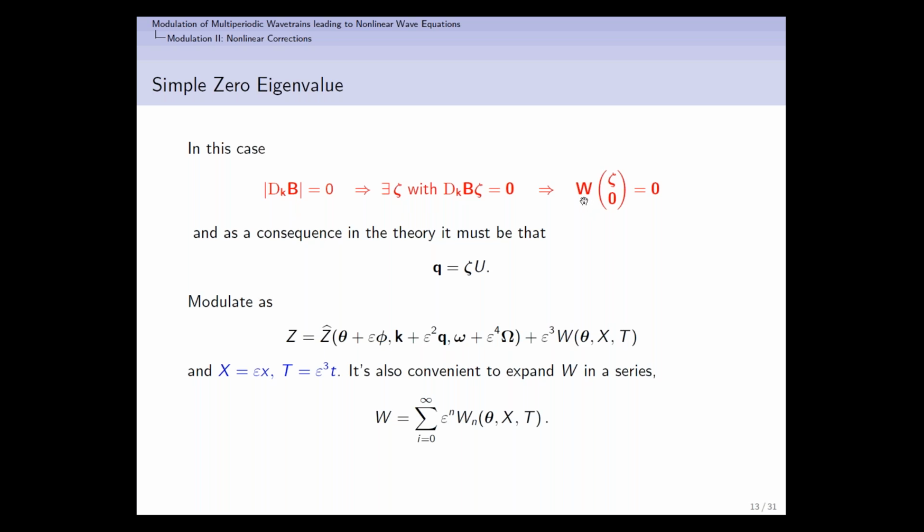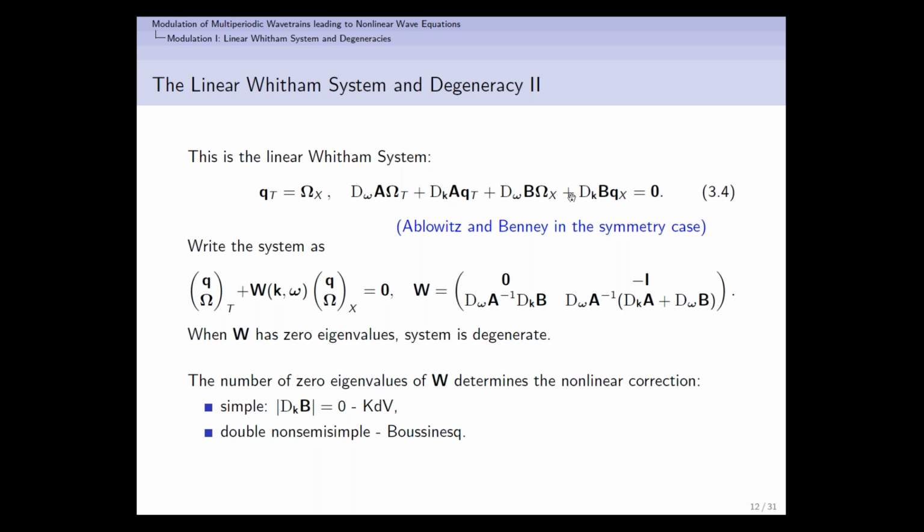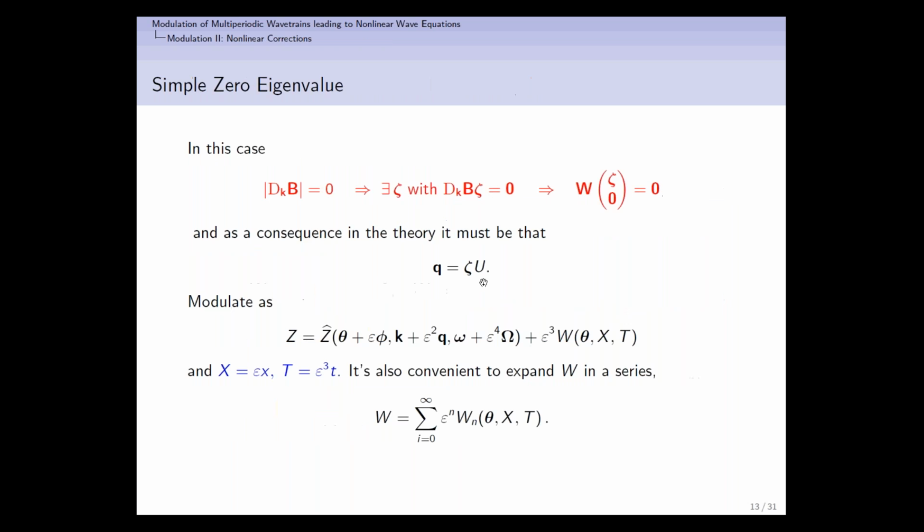But that means that W has a zero eigenvector as well of this form. Okay. The consequence of that, if I go back to the Whitham system: if this has a zero eigenvector, then that means that Q has to start taking a particular form. Okay. And so each function in Q isn't going to be independent anymore. They must be related by some constants of proportionality and this slowly varying scalar function U. Okay? So it's no longer just an independent vector, it's a single scalar function that has a direction.